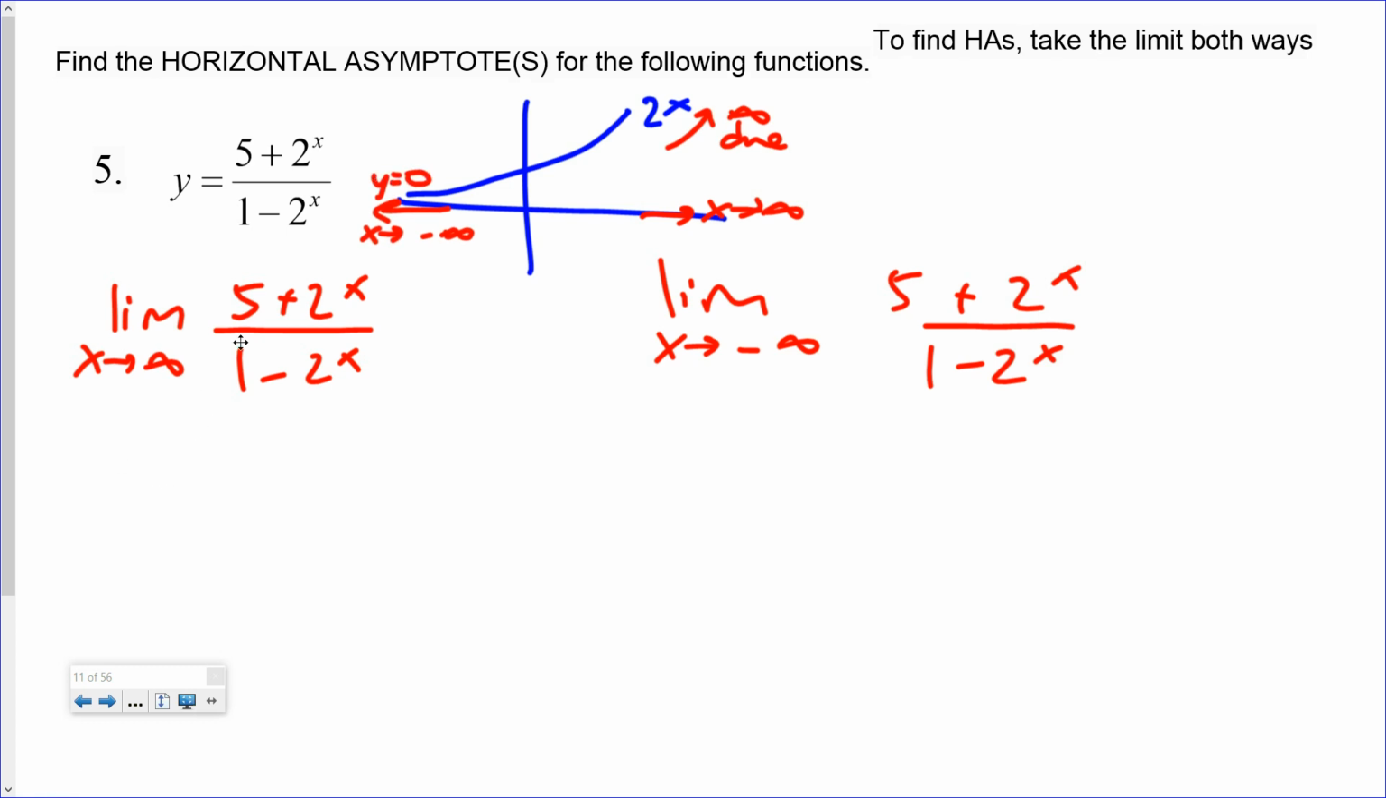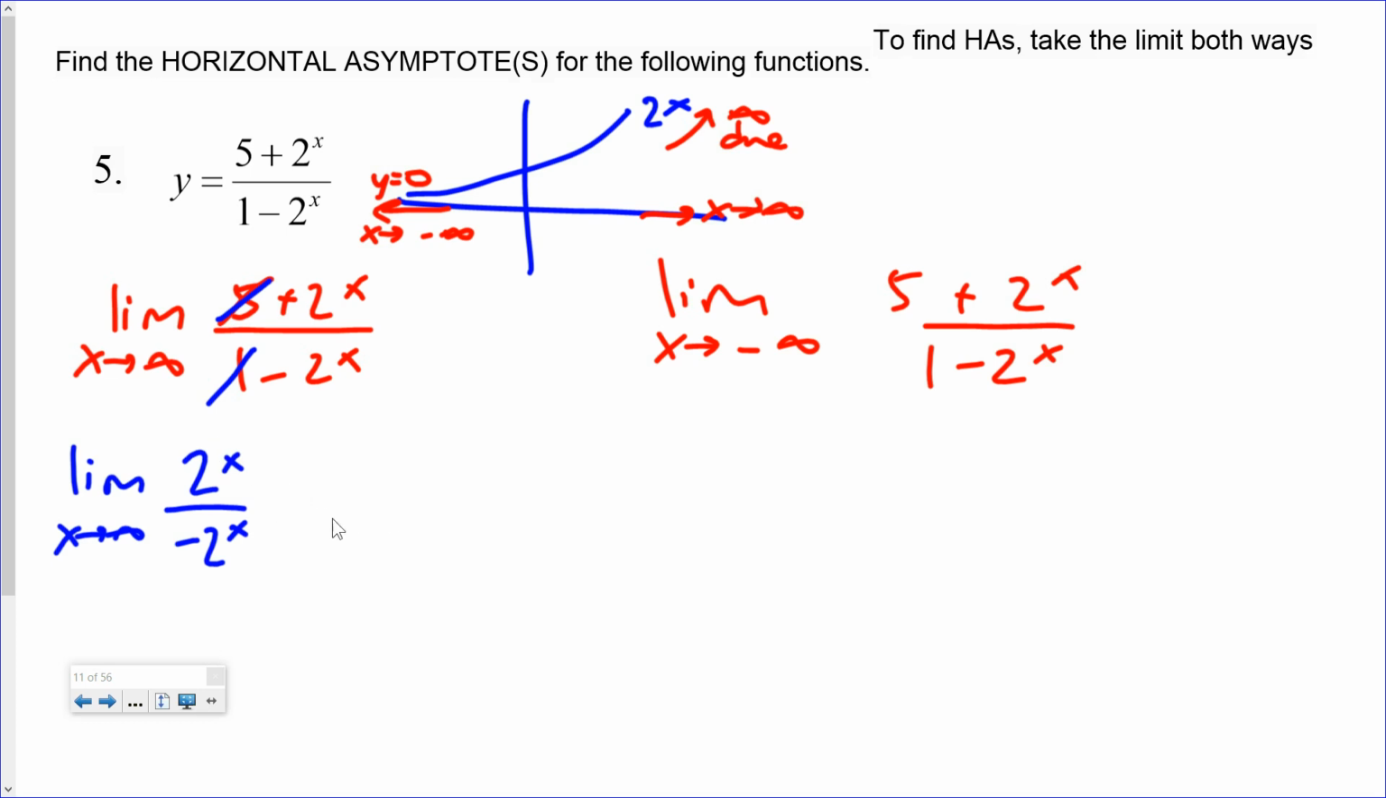So if I plug in infinity here, which one's going to be more dominant? Like which money would you rather have? Or which one's going to affect the numerator more? 2 raised to the x. So this is actually negligible. Okay, the 5 is actually negligible. And using the same logic, this 1 is actually negligible. Okay, so the real problem I have here is a limit as x goes to infinity of 2^x over negative 2^x. And you really just need to plug in here.